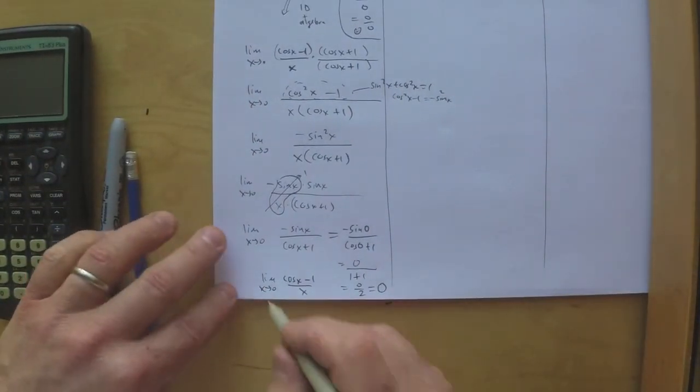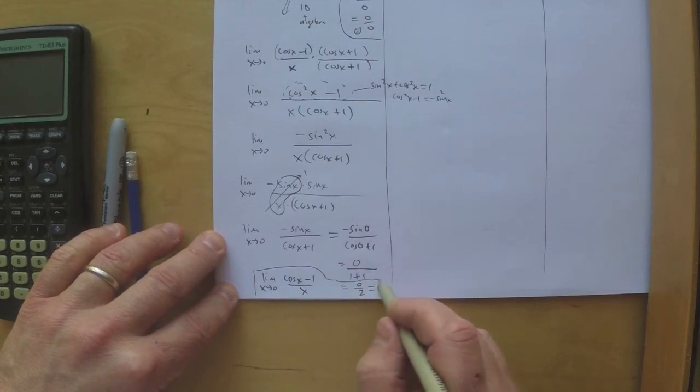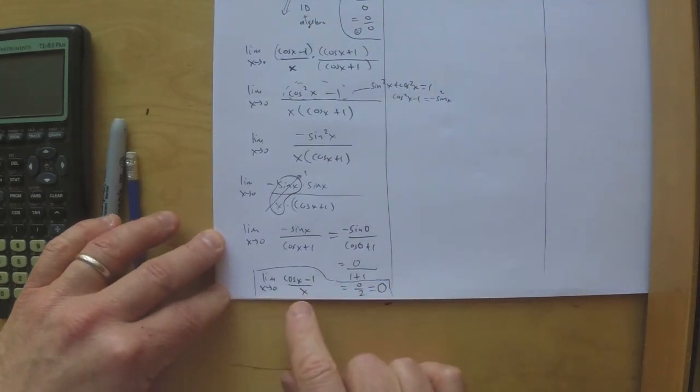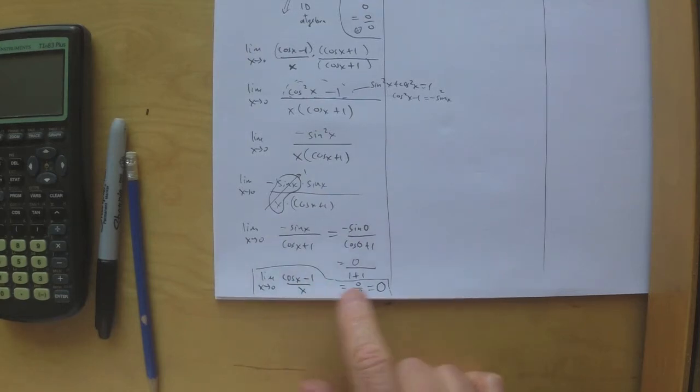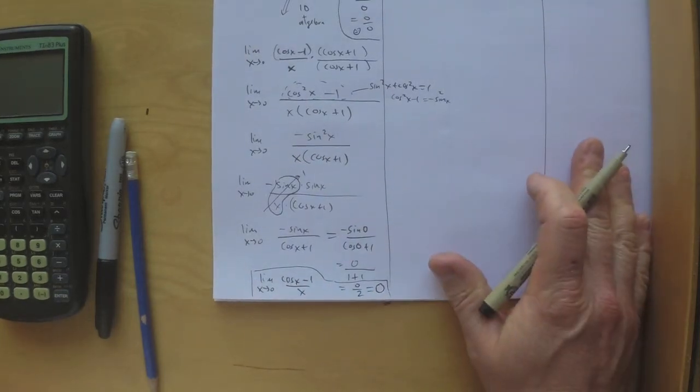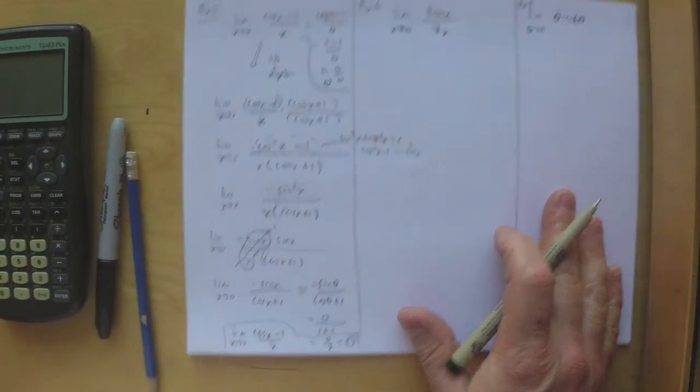And that's actually one you can memorize if you want. Some people actually use this as another fact, like sine x over x as x approaches 0 is 1. They also memorize cos x minus 1 over x is 0 as another fact if you wish. But there's the proof of the fact.